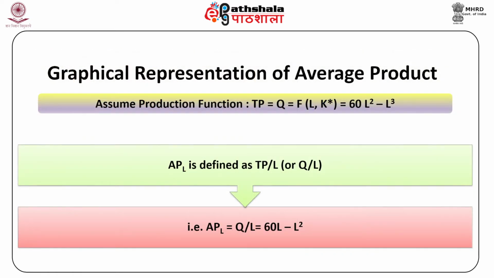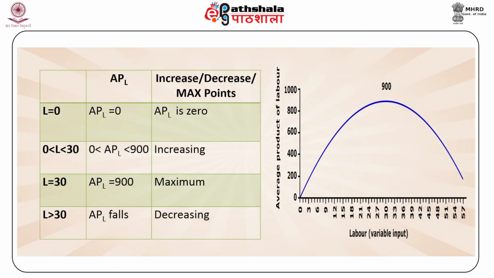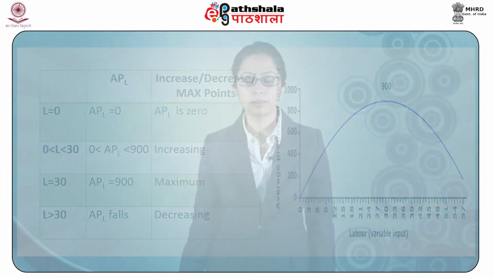Finally, we study the behavior of AP of labor, APL, as L increases. Recall, APL is defined as TP upon L or Q upon L, that is, APL is equal to Q upon L, which is equal to 60L minus L square. Its values are calculated for the given production function for different levels of L employed and presented in the last panel of table 3. The graphical representation of the APL curve is given in the last panel of figure 3.